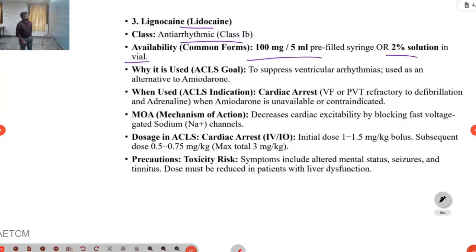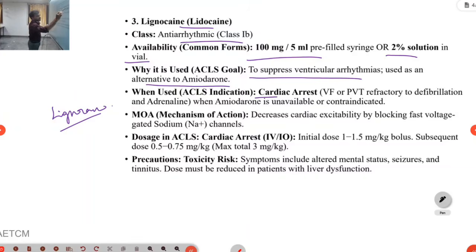And why it is used in ACLS is, same as amiodarone, it works to suppress ventricular arrhythmias, and it will be used as an alternative to amiodarone. Suppose, as I have told you already, we have to give amiodarone after performing the third defibrillation, but if you don't have amiodarone in your workplace, then you can go ahead with this IV lignocaine. We can use this in cardiac arrest, that is shockable rhythms of cardiac arrest, pulseless ventricular tachycardia or ventricular fibrillation. If you don't have the drug amiodarone, then we can go ahead with lignocaine.